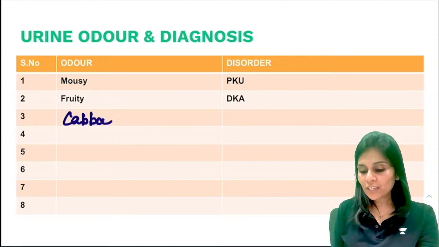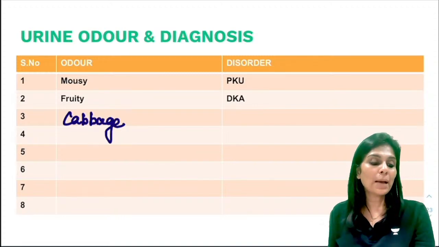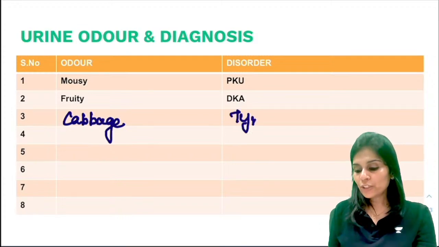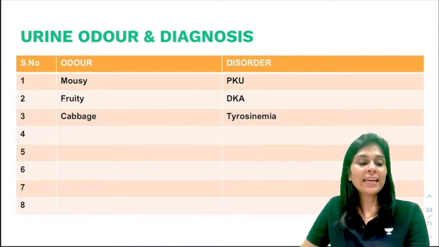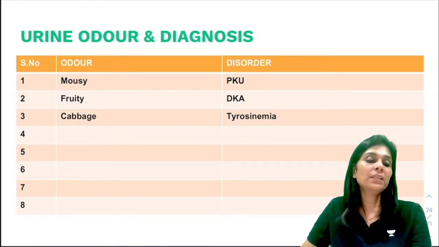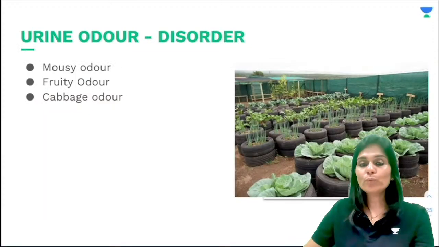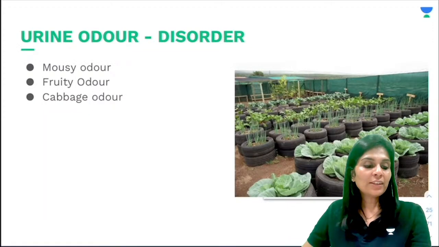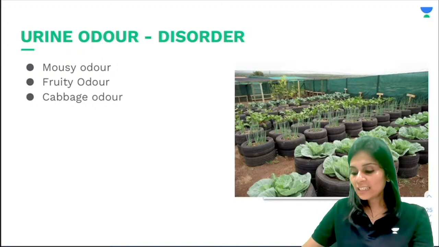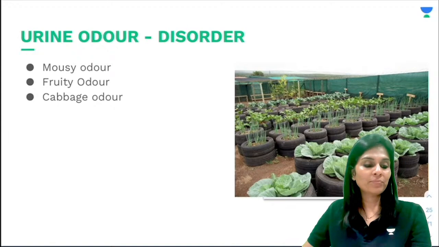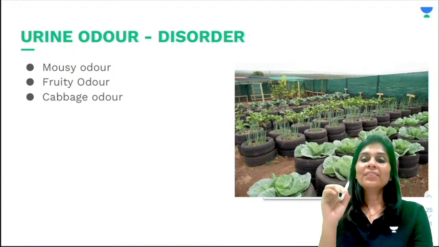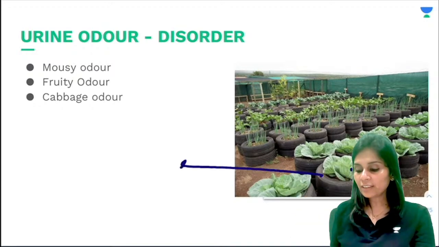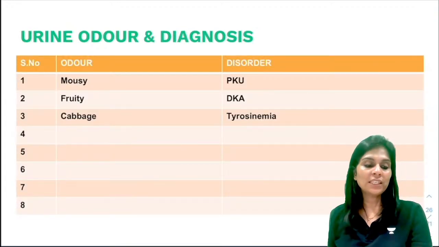The third one is, because you're done with the fruit, let's think about a vegetable, cabbage odor. Cabbage odor is a feature of type 1 tyrosinemia. How do we remember this? Use this image for your visual memory. What is it that you see in this image? Do you see that cabbage is grown in a tire? Yeah, a tire has been repurposed to grow cabbage. So use this image to remember that cabbage odor is a feature of type 1 tyrosinemia.